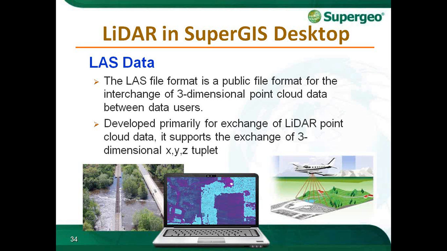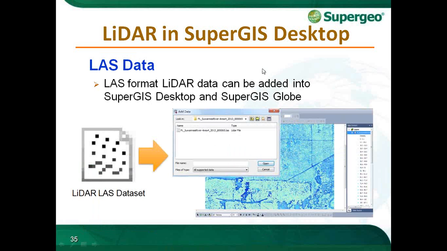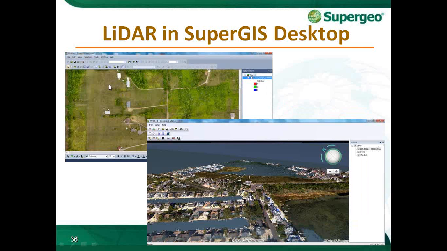And so with the LiDAR data in SuperGIS Desktop, we can now support the LAS format, which is LiDAR data, in SuperGIS Desktop. So we can load it and we can show both in the 2-dimension and 3-dimension environment. So you can show it also, if the original data have the RGB value, you can show it like a photo. So you can simply add in the LAS format data with SuperGIS Desktop and also with SuperGIS Scope. So this is what it's going to look like when the data have the RGB value.